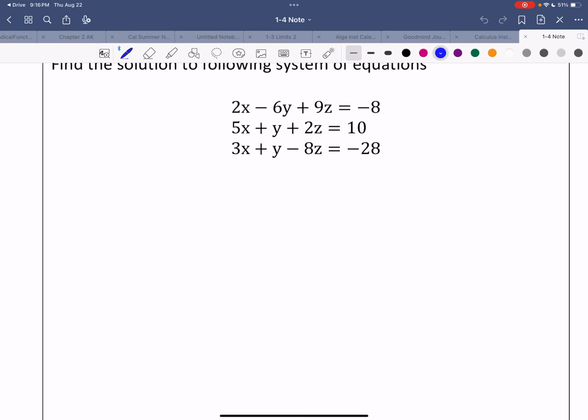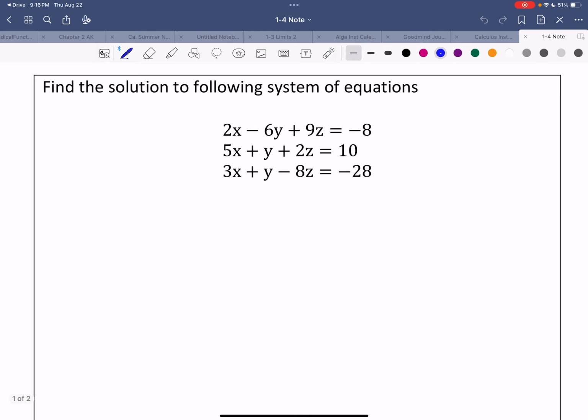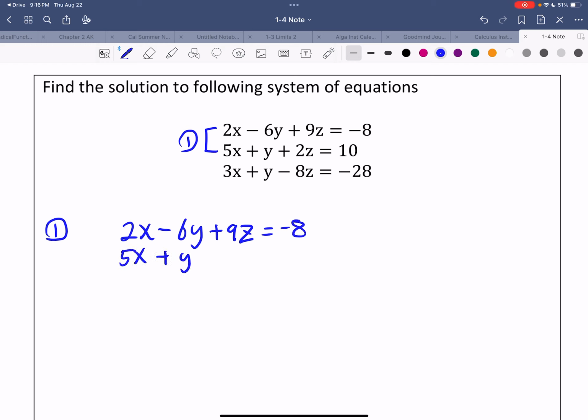So let's do this one. First, you have to choose two equations. For me, let me choose these two. So it's going to be number one. Make sure you label it clearly so that you don't get confused, and leave some space here. 2x minus 6y plus 9z is equal to negative 8. 5x plus y plus 2z is equal to 10.